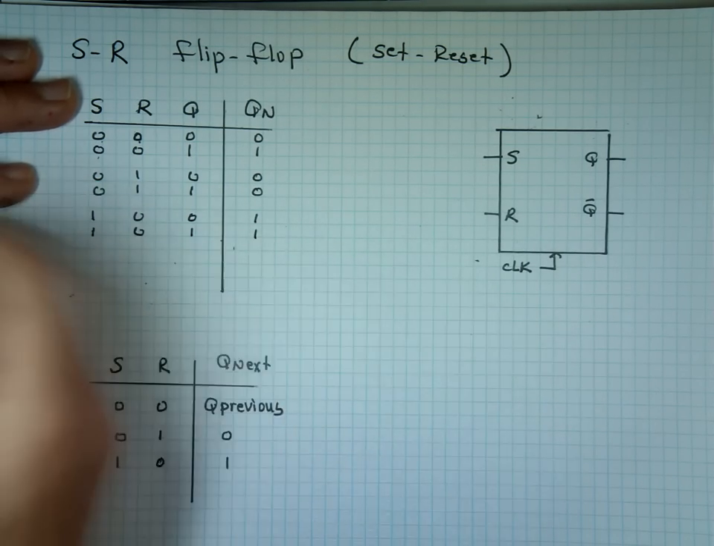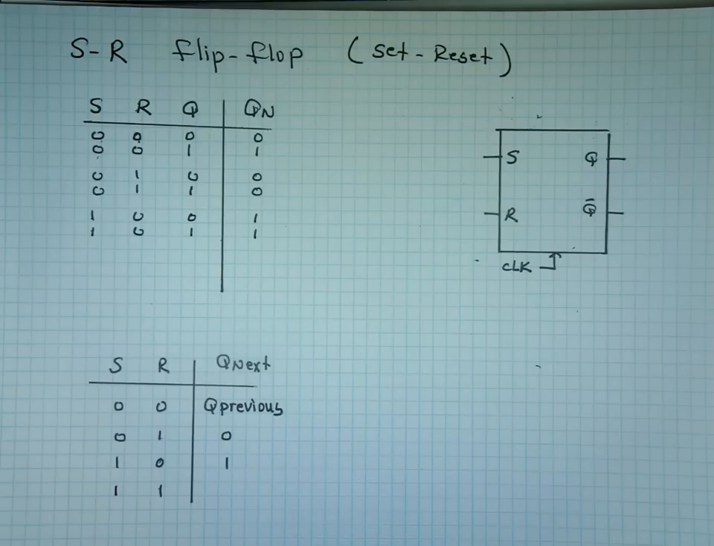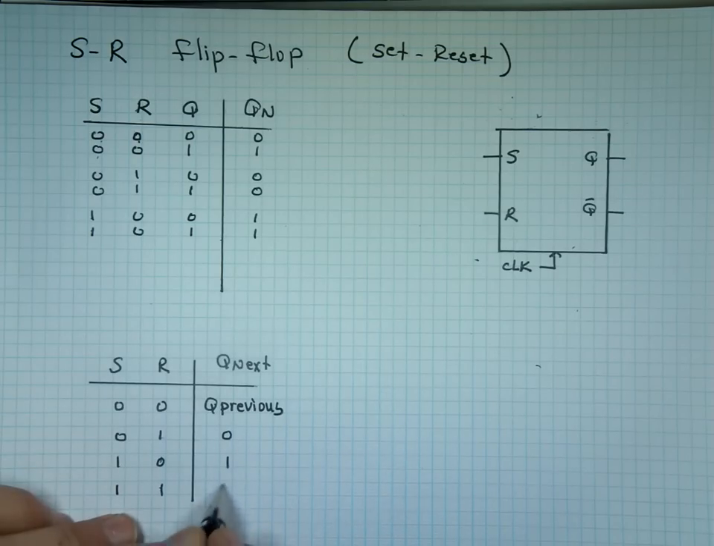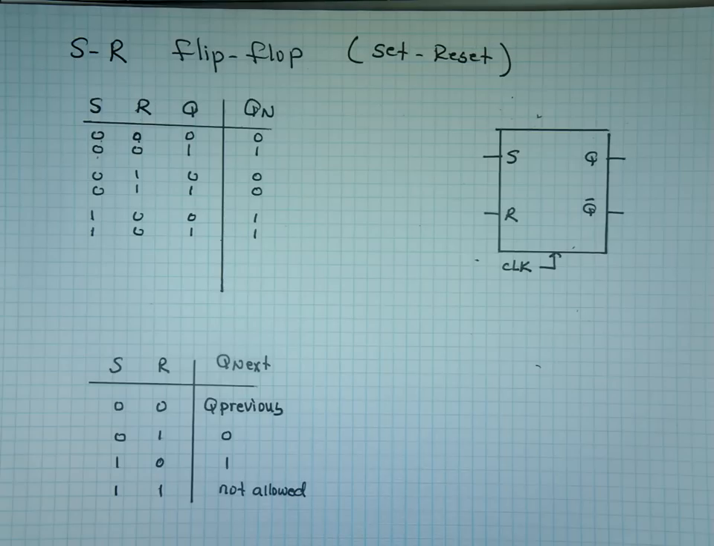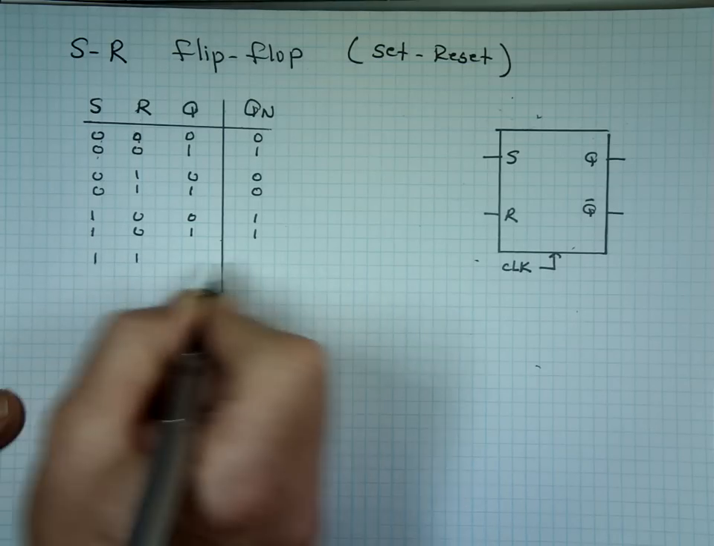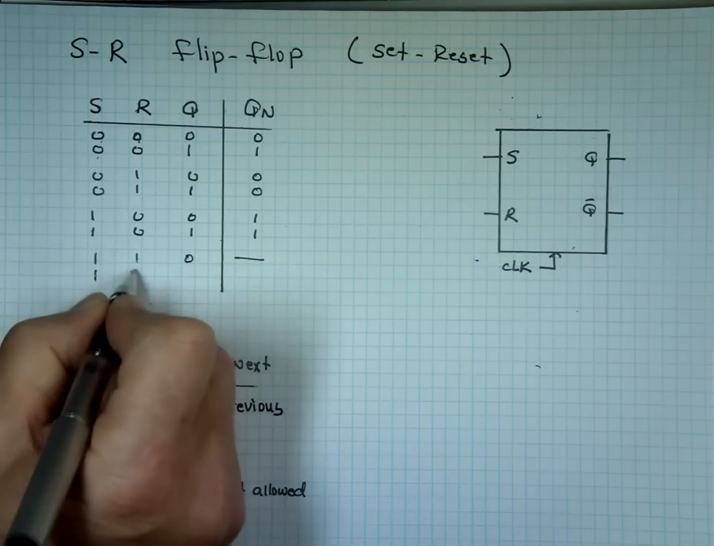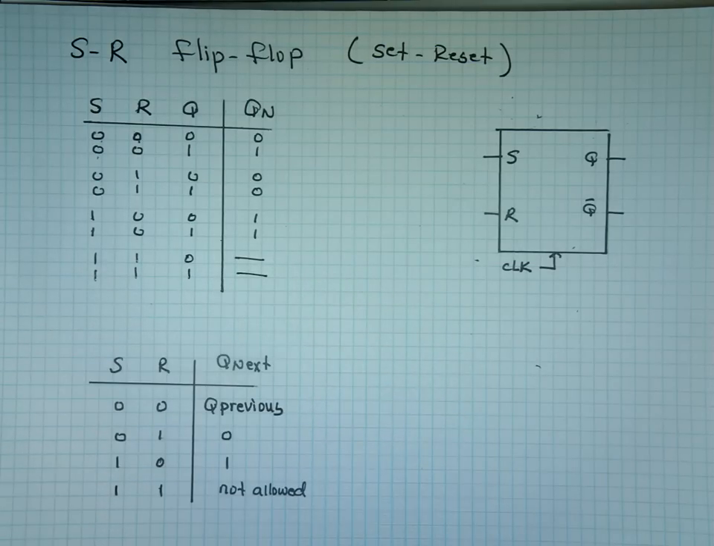And what about 1 and 1, if you do 1 and 1 for them? This is not allowed. This is not allowed. You can't put set and reset at the same time. Not allowed. That's how that flip-flop works.